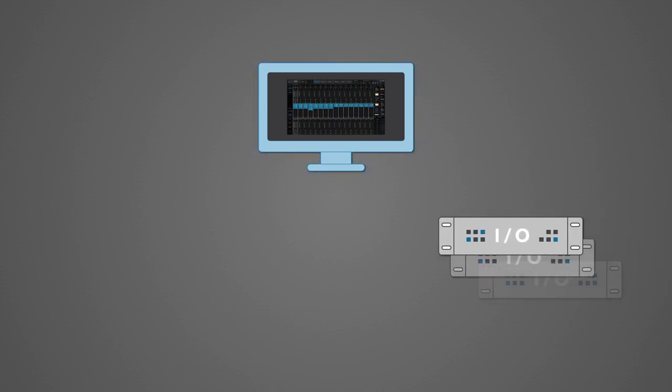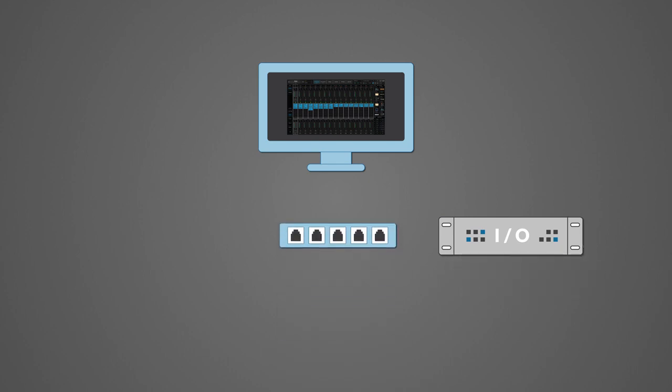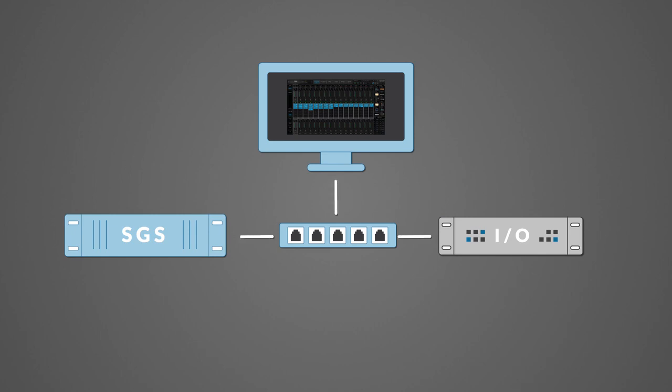A host computer with an Ethernet connection running a host SoundGrid application. One or more SoundGrid-compatible audio interfaces. A SoundGrid-compatible switch. And a SoundGrid DSP server. This is the most popular way to work with SoundGrid in a live setting. You can also add more components to expand the system's capabilities.